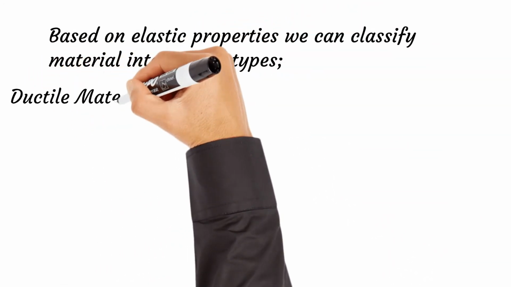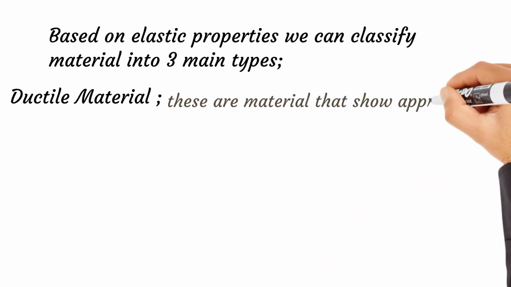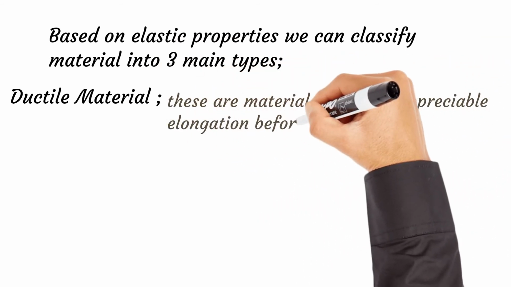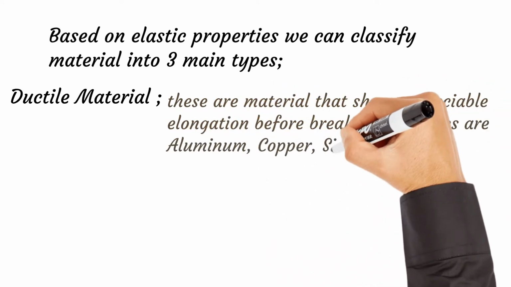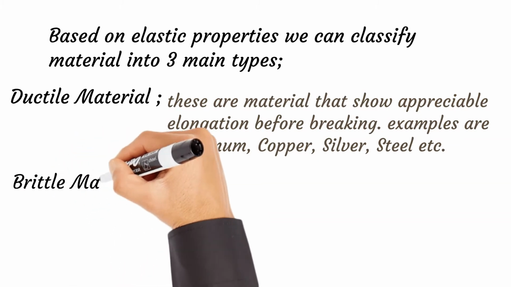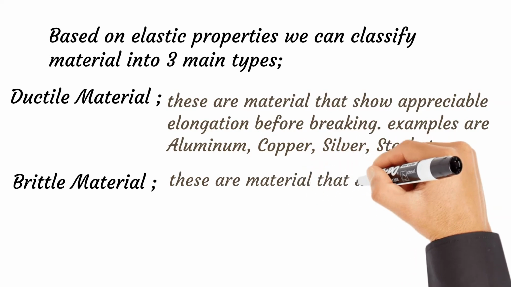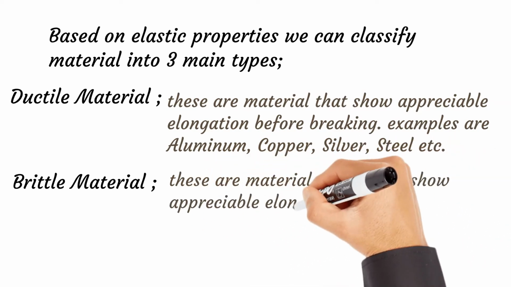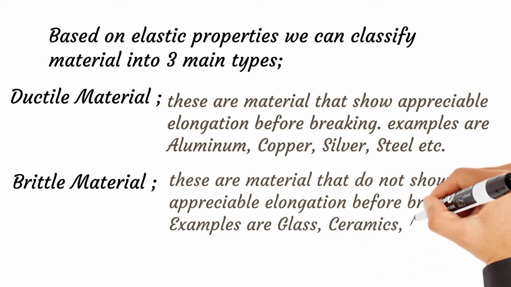We have the ductile material. These are materials that show appreciable elongation before breaking. They show you a sign that they want to break, they elongate, like aluminum, copper, silver, steel, and so on. Then we have the brittle material. These are materials that don't show any appreciable elongation. They easily break, like glass, ceramic, graphite, etc.